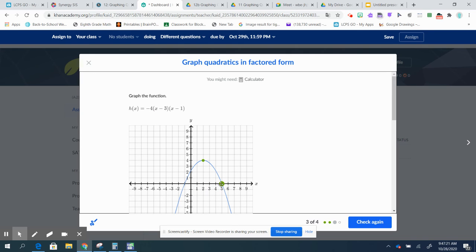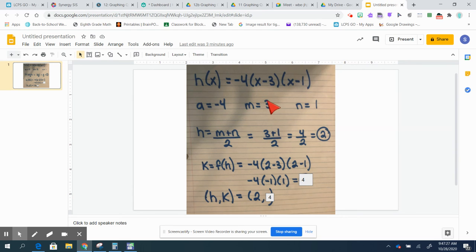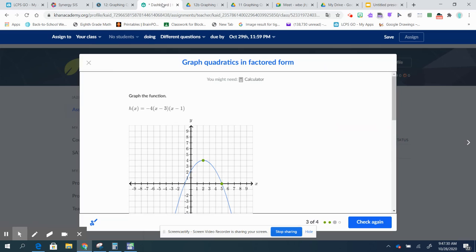Now Khan will only let you put in one x-intercept here, so we can either put it at 3 or 1. Going back here, I'm going to move it over to 3, and we can see that our graph is a vertical stretch, which is what it should be if we have a whole number here. It's facing down. Hopefully this time I did my math correct. Let's check it.